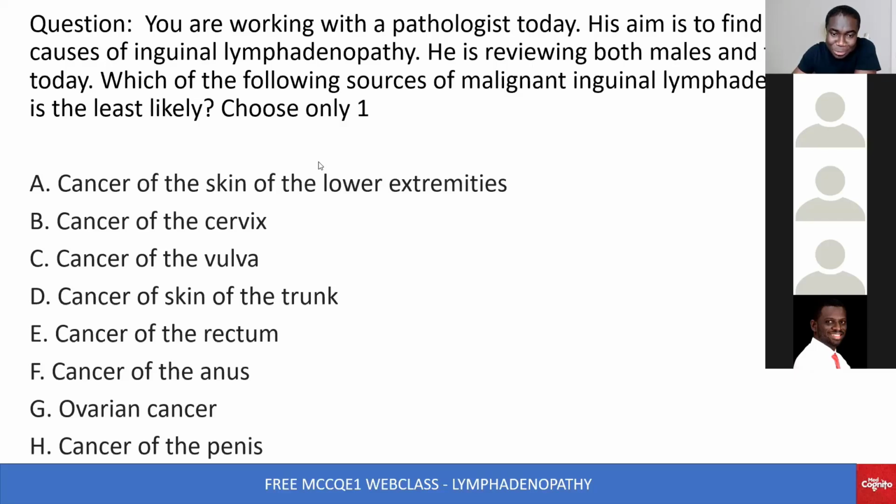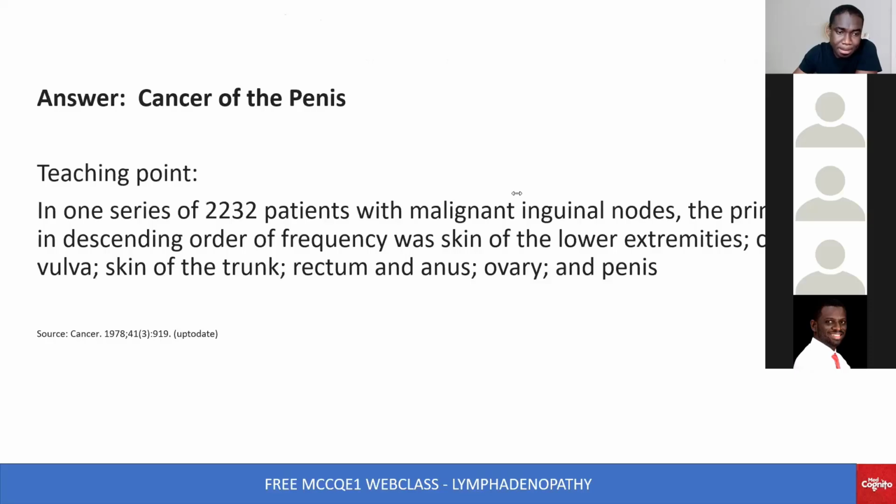Please choose your answer. Someone says D. D is cancer of the skin of the trunk. H is cancer of the penis. Okay. H again, we have two H's. Someone says cancer of the skin of the lower extremities. Someone says B. So what does the literature say? The literature goes for H, cancer of the penis.